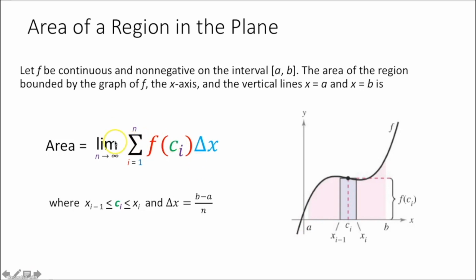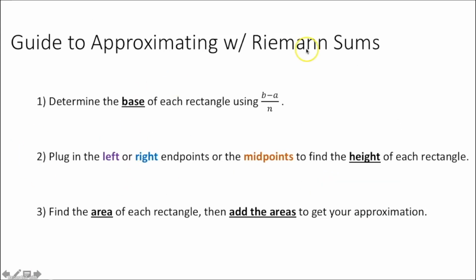Then if we were to create an infinite amount of those rectangles and add them all together, we would end up getting the exact area under the curve. Now let's look over the guide to approximating with Riemann sums. And Riemann sums are just approximations with rectangles for the area under the curve.